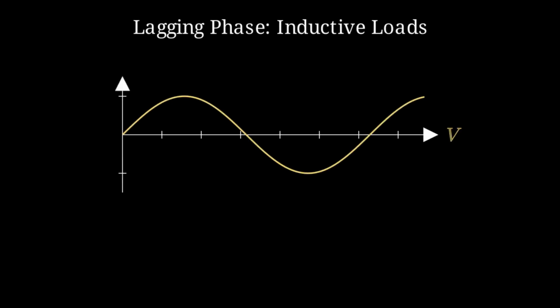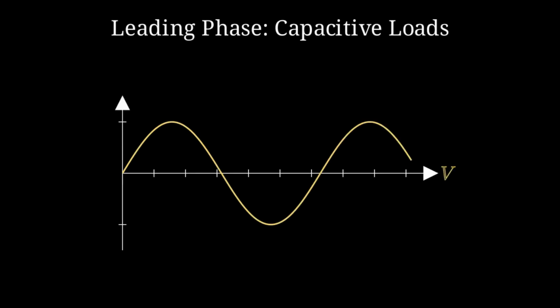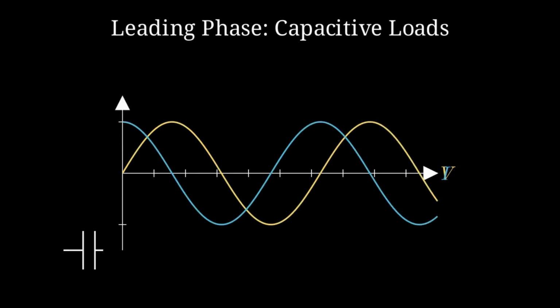Inductors, like motors or transformers, cause the current to lag behind the voltage. Because the inductor resists changes in current, the voltage reaches its peak first, creating a 90-degree phase shift. Capacitors have the opposite effect. They act like storage tanks that fill up quickly, causing the current to lead the voltage. In a purely capacitive circuit, the current peaks 90 degrees before the voltage does.